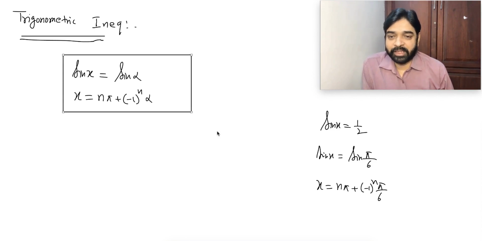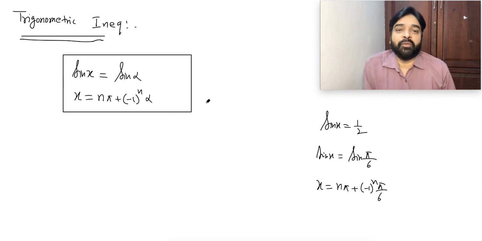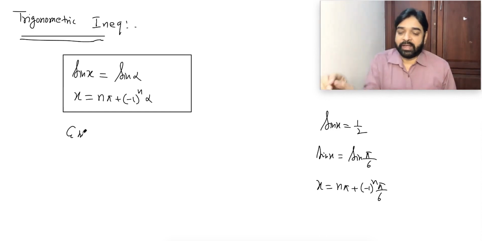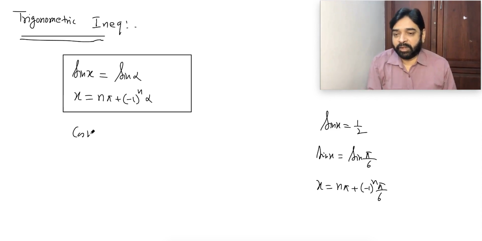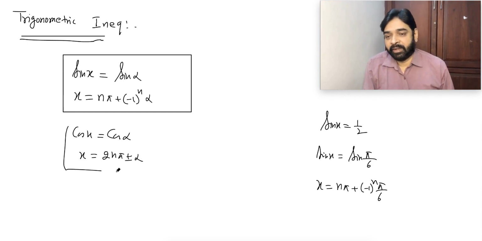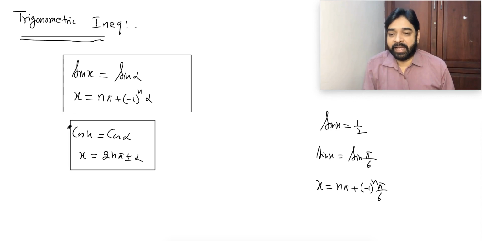There is no use of all these formulas in this topic; it's just for reminding you. Alpha is the principal value. Principal value means the value which is nearest to origin. If cos x equal to cos alpha is coming, then x equal to 2n pi plus minus alpha. And if it's tan x equal to tan alpha, then x equal to n pi plus alpha.